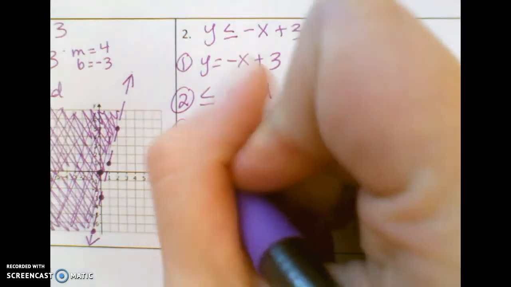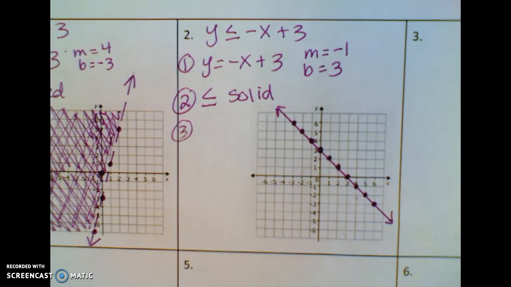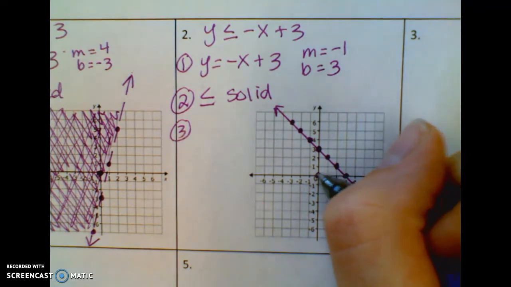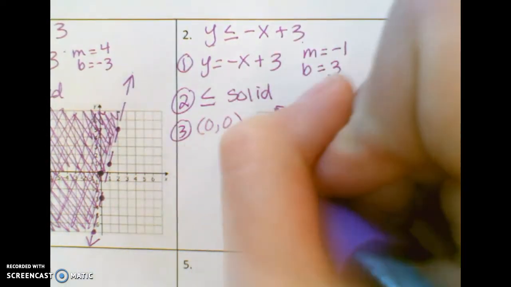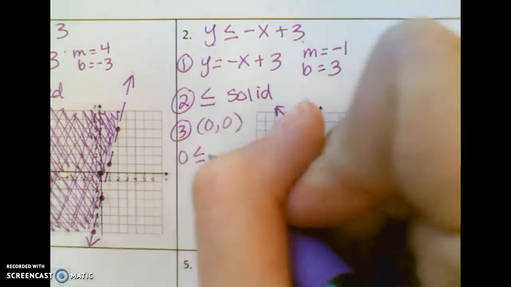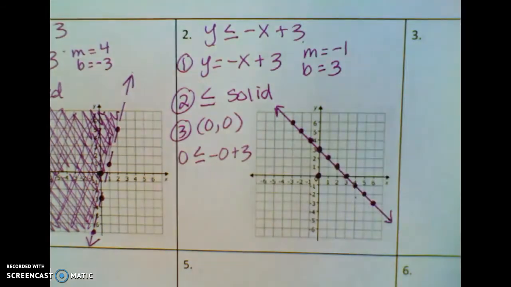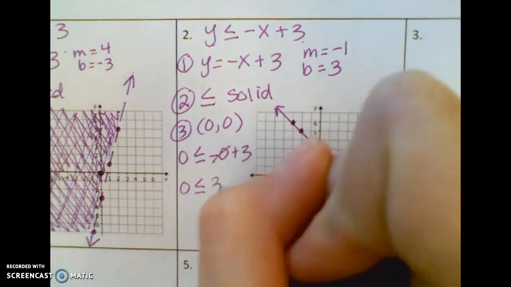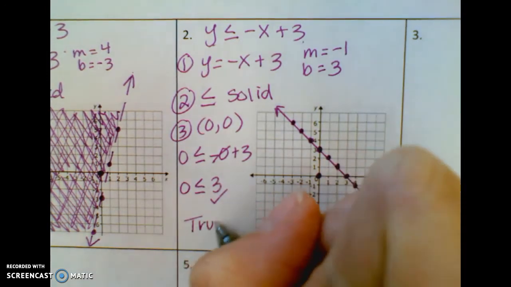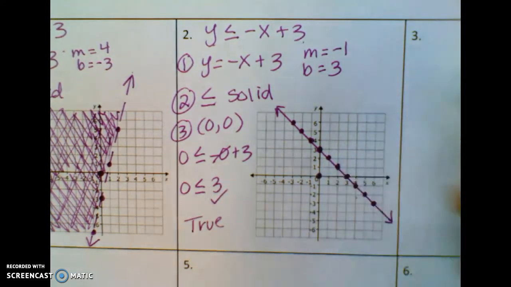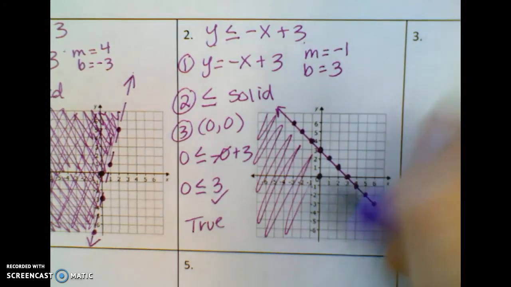Now step 3 tells us to pick a point. So again, I'm going to choose the point 0, 0. We have to pick a point that's not on the line and plug it into the original inequality. So that is going to be 0 is less than or equal to negative 0 plus 3. Well, negative 0 is just 0. So we have 0 is less than or equal to 3. Is that true? Yes, it is. 0 is smaller than 3. That is true. So that means we shade the region where 0 is.